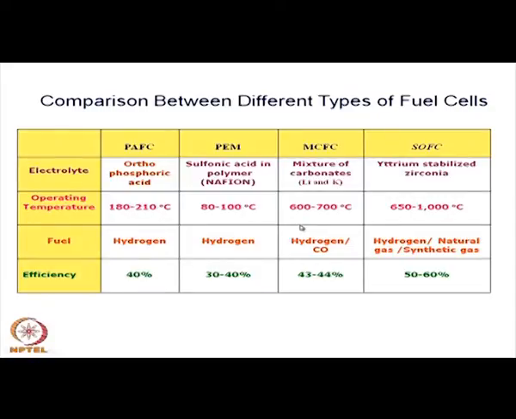MCFC, although it is mentioned as 600 to 700, can go up to 800 degrees also, but the normal temperature is around 600 to 700 degrees centigrade, where the mixture of carbonate actually melts into a eutectic mixture. This operating temperature is normally written here as 650 to 1000.